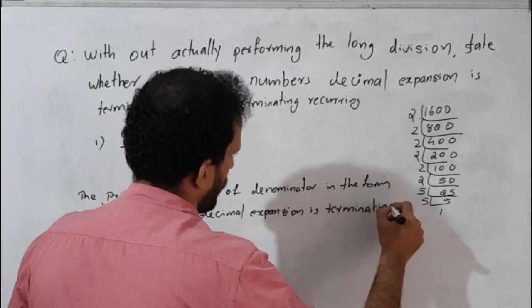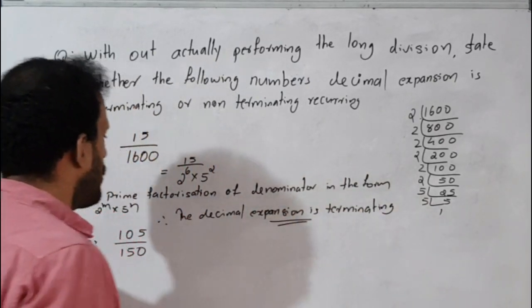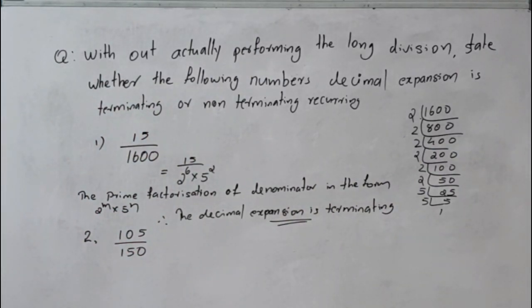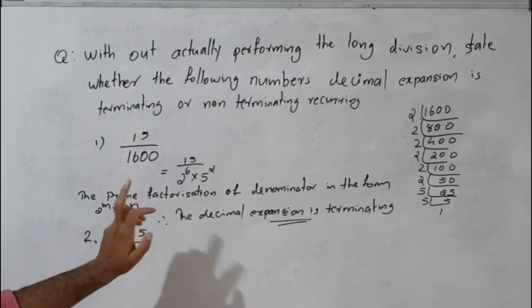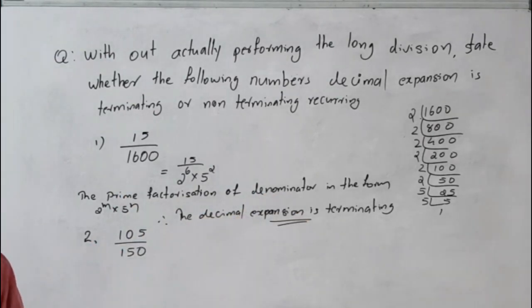Okay, the prime factorization of the denominator is in the form 2 raised to m into 5 raised to n. Therefore, the decimal expansion is terminating. Clear? So, next, 105 by 150.